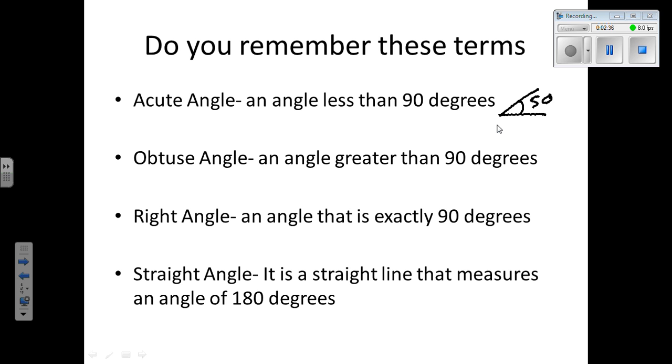An obtuse angle is an angle greater than 90 degrees. A right angle is an angle that is exactly 90 degrees. And a straight angle is a straight line that measures an angle of 180 degrees. Make sure that beside these words you write the definition and draw a picture. Pause it if you need to, otherwise I'm going to continue.